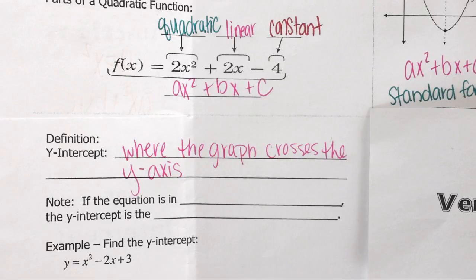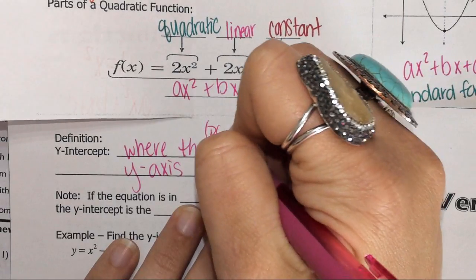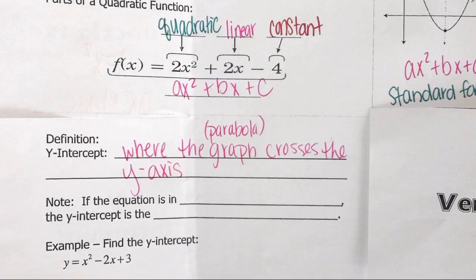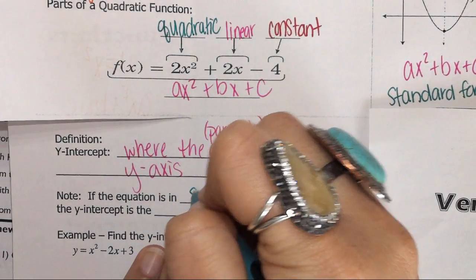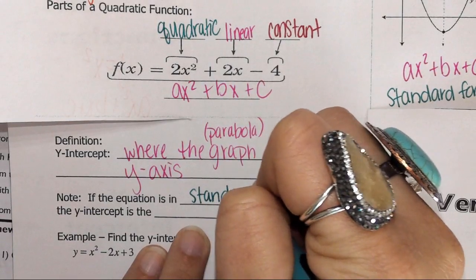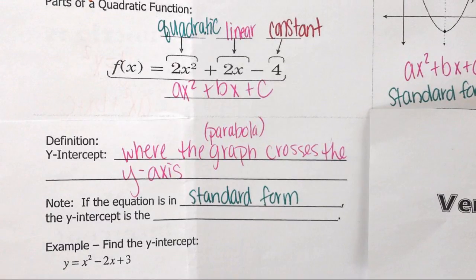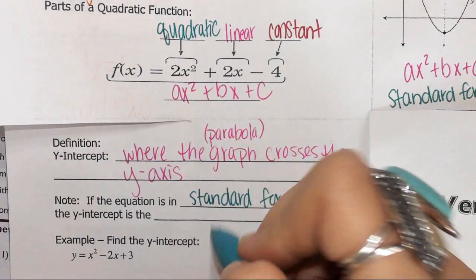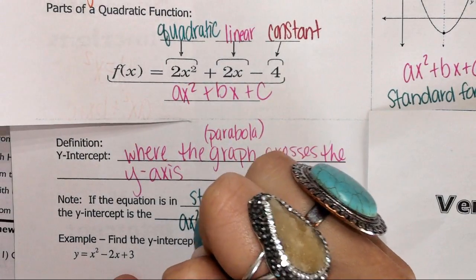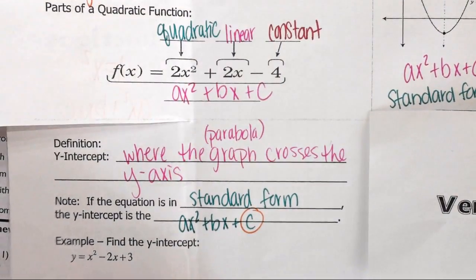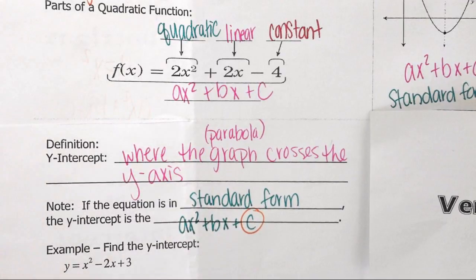And what is the graph of a quadratic? Starts with a P. Parabola. Parabola! Take a point. All right, so if the equation is in standard form, and what is standard form of a quadratic? ax squared plus bx plus c. Take a point, good. So if it's in standard form, the y-intercept is the c. So if it's in ax squared plus bx plus c, it is always c. That's it. That's all you gotta do.